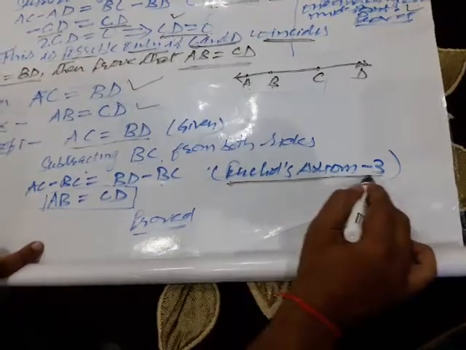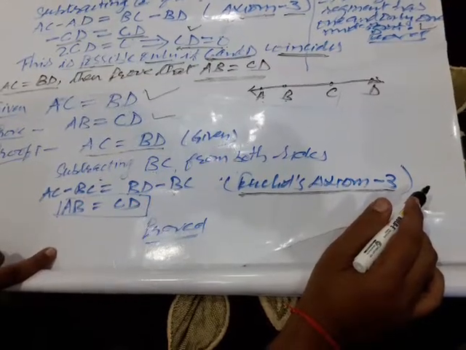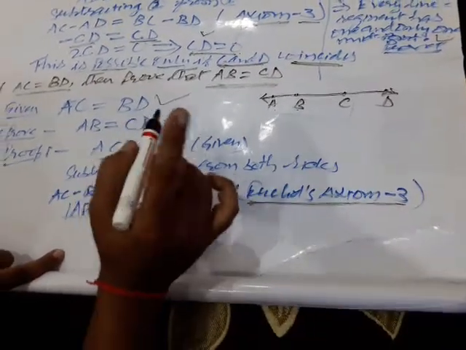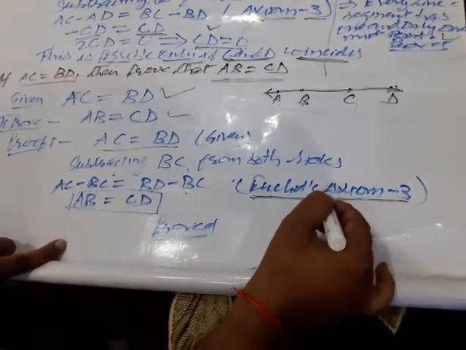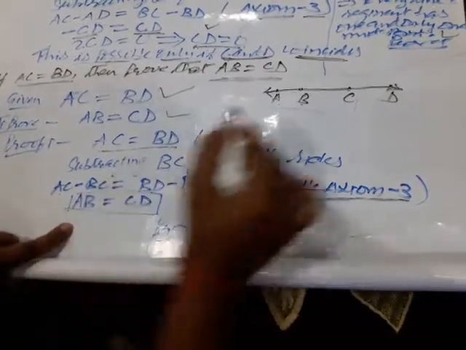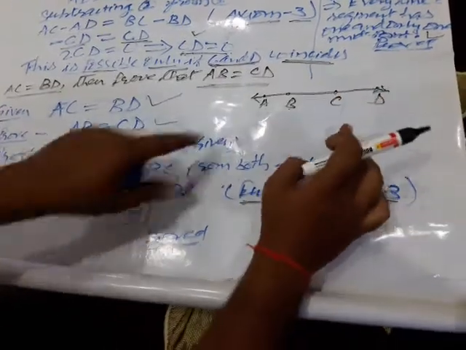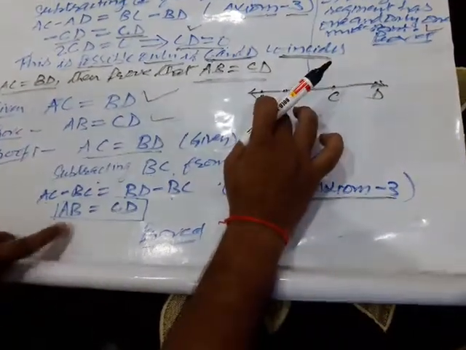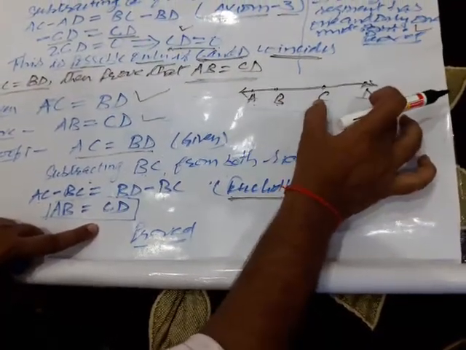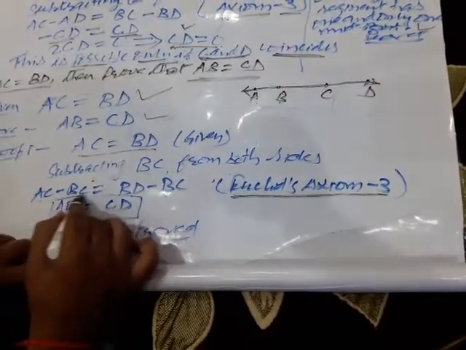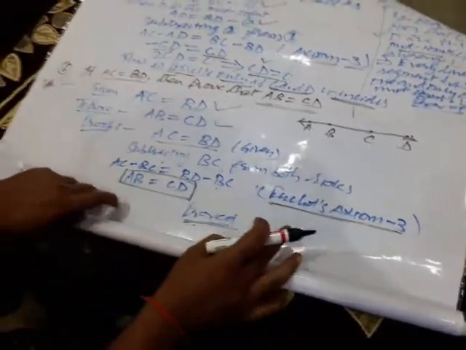What is Euclid's axiom 3? Recall it. If equals are subtracted from equals, then the remainders are equal. Then AC minus BC, see the figure. AC is this distance, and BC is removed, then AB remains. BD is this distance. When BC is removed from here, then CD remains. Then AB equals CD, and that is what you had to prove. So children, this question number 6 is also proved.